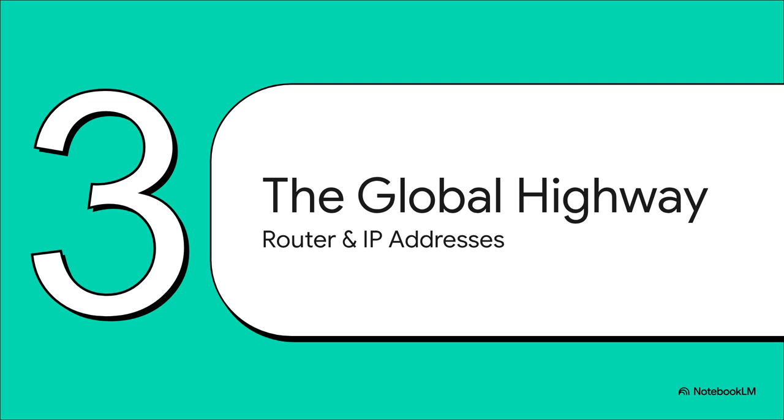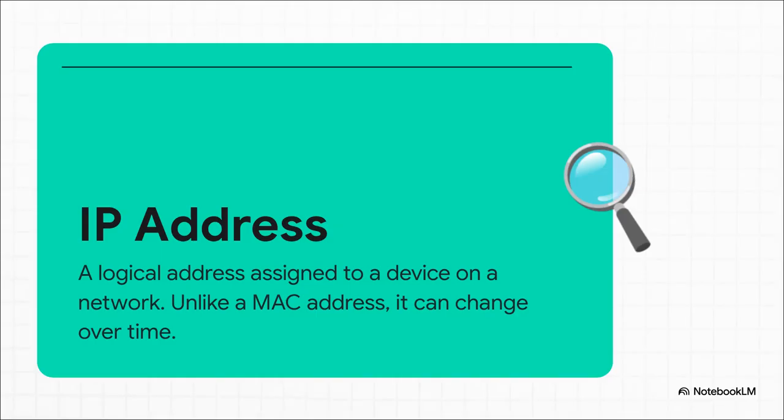If the switch is the local mail carrier running around inside the building, the router is the main mailroom for the entire building. Its job isn't to deliver stuff internally. Its job is to send your mail out to the rest of the world. And to send mail globally, you need a full street address, right? And that's exactly what an IP, or Internet Protocol address, is. Now, unlike that permanent MAC address, your IP address is a temporary, logical address that your router assigns to your device. It's what lets any other computer anywhere on Earth find you.